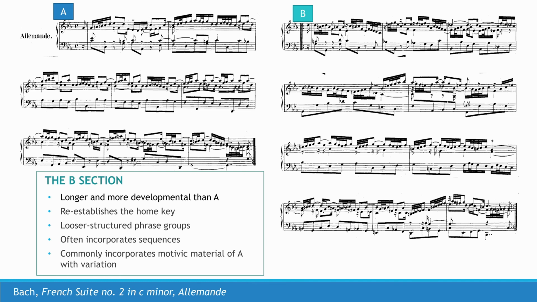All right, let's take a look at our B section. So B section, we expect to be longer and more developmental than A. Once again, let's just count the bars of the 2 sections. Pause the video and do that.